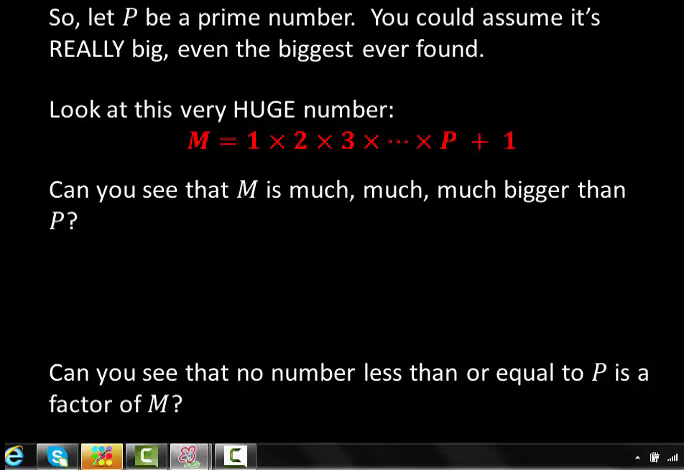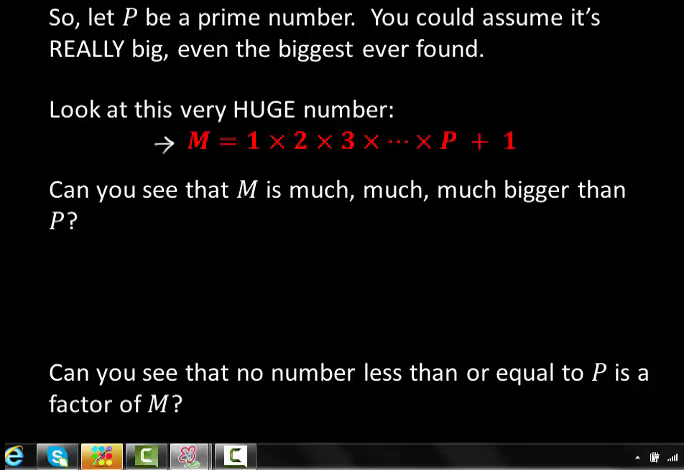So now we'll start the proof. Let capital P, in your text he calls it big prime, but we'll just call it capital P, be a prime number. You could assume if you want that it's really, really big, maybe even the biggest ever found. But it stands for any prime. And let's create a new number, capital M, which is even bigger than P. M is the product of P and all natural numbers less than P. Multiply them all together and add 1.